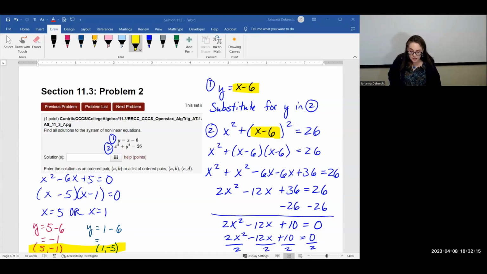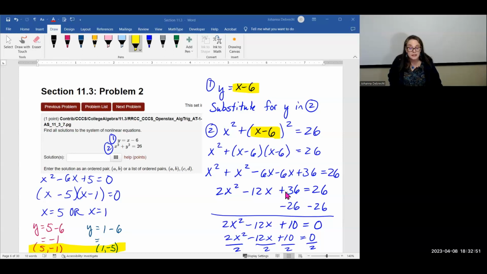In this problem, it's already set up to substitute for y. Y has a positive 1 coefficient, and it's already solved. Y equals x minus 6. X is not a bad choice either, but you'd have to move the 6 to get x equals y plus 6. Both will work. I substituted using equation 1, and I substituted for y in equation 2. This substituted in x minus 6 in place of the y in y squared. Then I multiplied it out and combined like terms.